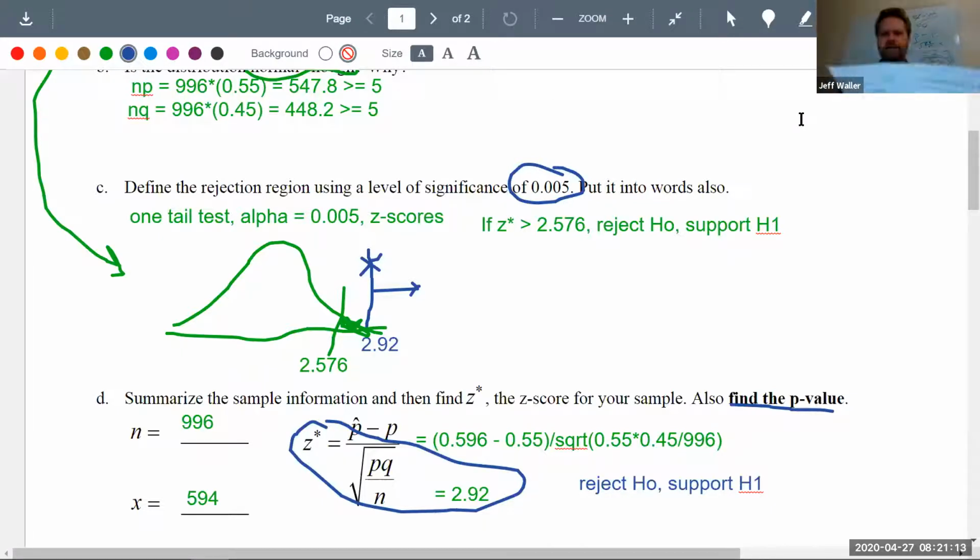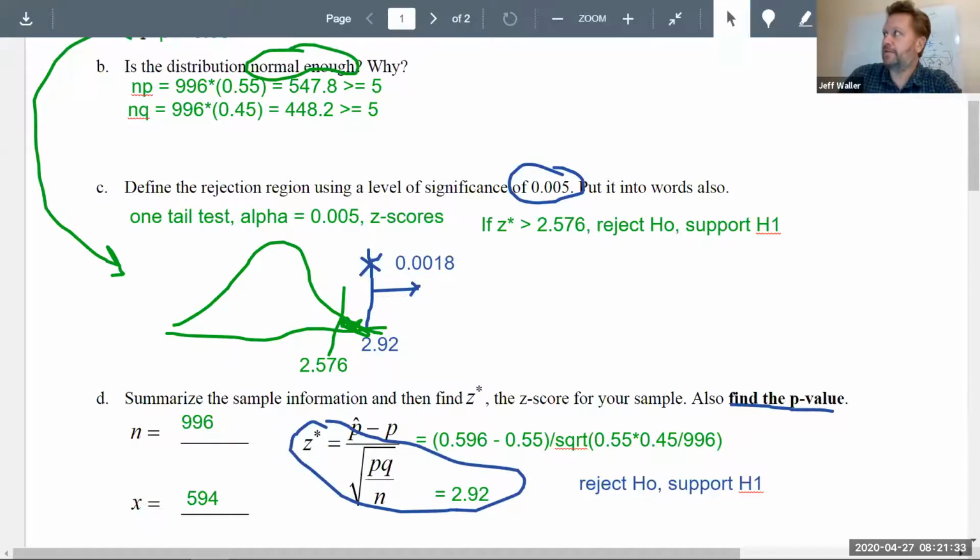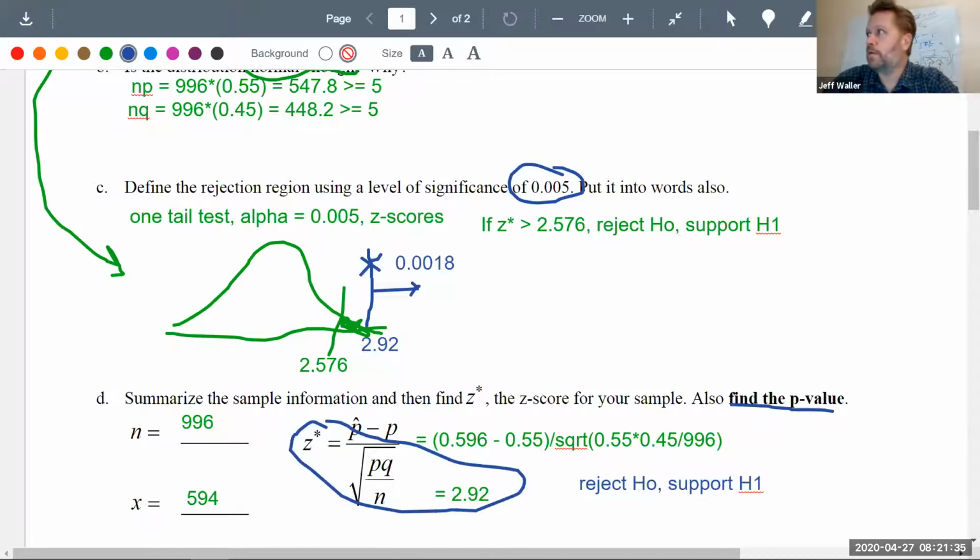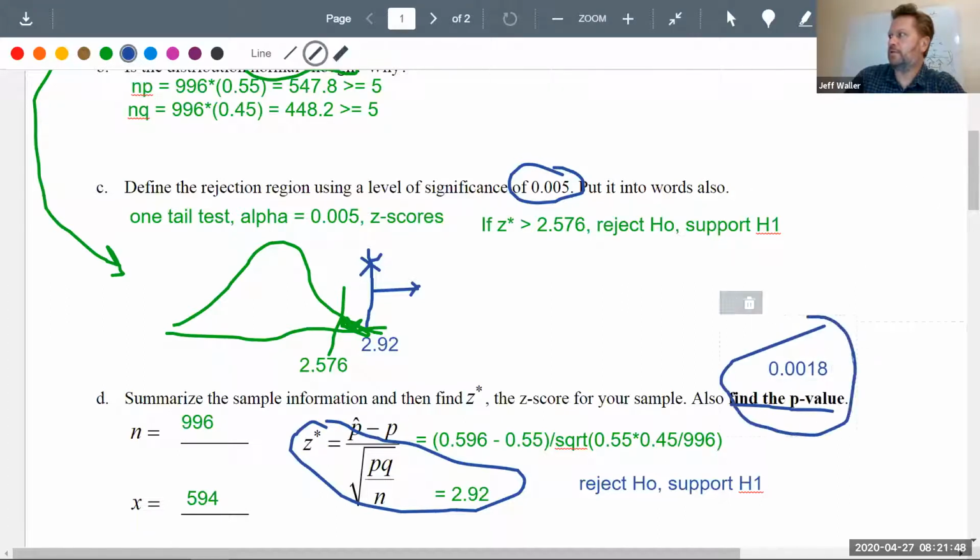Here's the z-score chart. 2.92, that's .9982, and then you have to do 1 minus that to get the area up there. Isn't that the same thing we had earlier? That's really tripping me up because I didn't plan that to happen. So that is the p-value. The p-value is 0.0018.